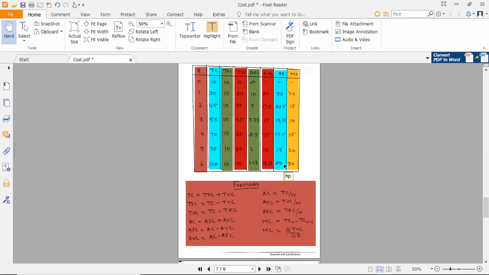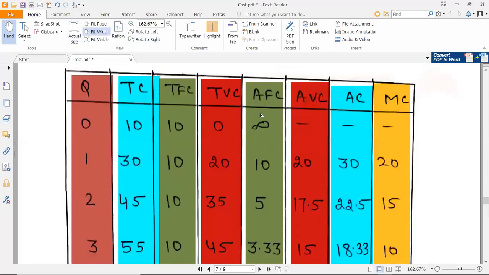Now coming to the marginal cost. Marginal cost is nothing but the addition to total cost due to change in the level of output. So there are various formulas to find out MC. Let's first find out with the help of TC: TCN minus TCN minus 1. At the zero level of output, since marginal cost is variable in nature, it cannot be found out. Now moving further, let's do this.